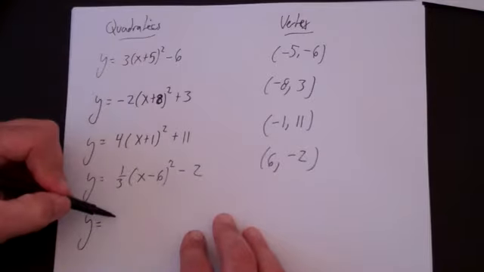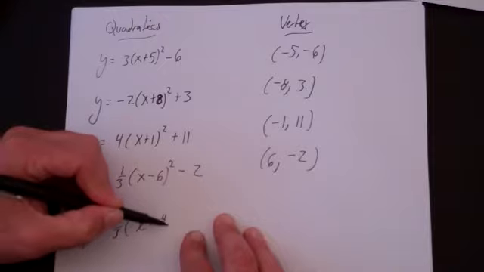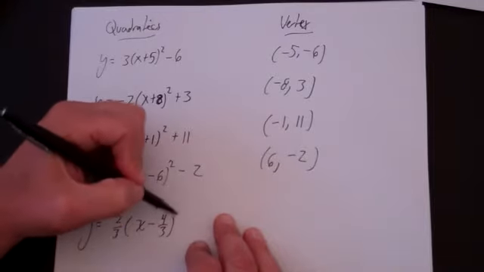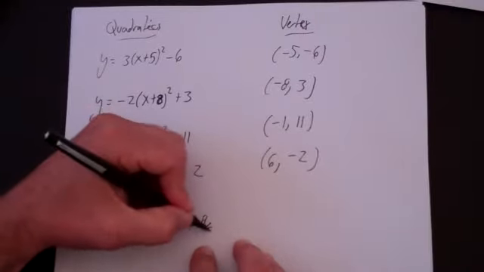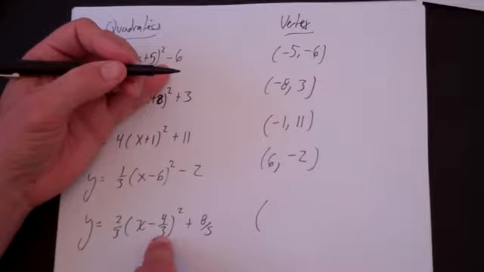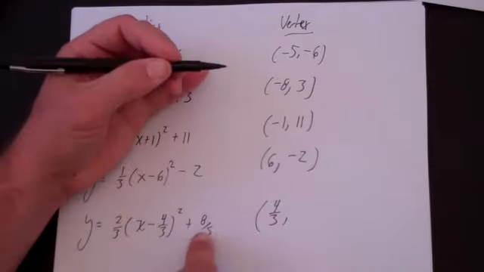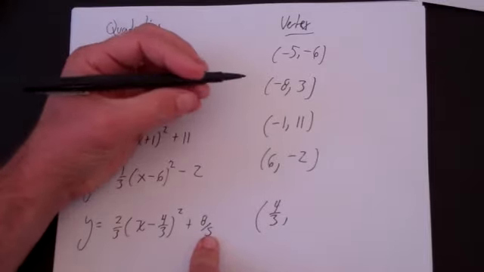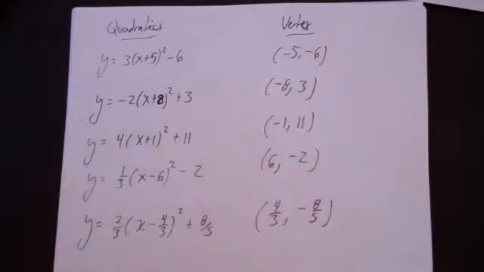Y is equal to 2/3 (x minus 4/3) squared plus 8/5. What's the vertex? That's the x value of the vertex. It's a negative, so it changes to a positive. That's the y value of the vertex. It's outside the function, so it's not going to change signs. That's all you do with how to find the vertex.